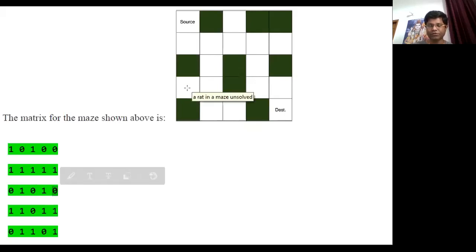Then in the fourth row, the first two entries are allowed, the third entry is not allowed, the fourth entry is allowed, and the fifth entry is allowed. It means the movement in the matrix is 1 1 0 1 1. So that is represented by 1 1 0 1 and 1.